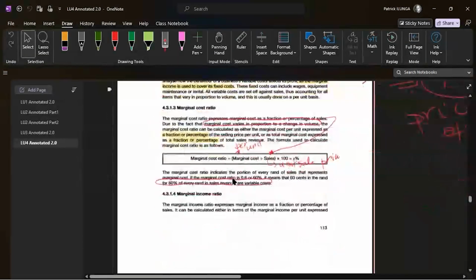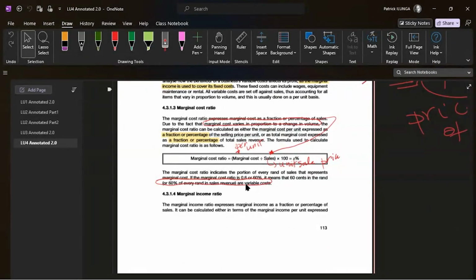Okay, if you only do that, you're not really going to understand. The best way to understand is this part. Always look at the first part, which is the definition. The second part gives you an example for you to understand. The marginal cost ratio indicates the portion of every rand of sales that represents marginal cost. For example here, if the marginal cost ratio is 60%, 0.6, right? 60% as a decimal, 0.6. So 0.6, or 60 cents of 1 rand, represents the marginal cost.